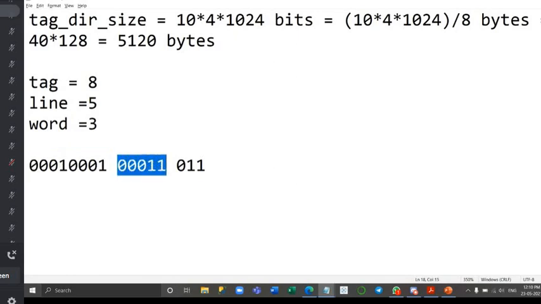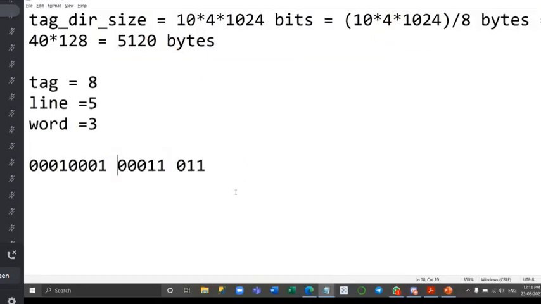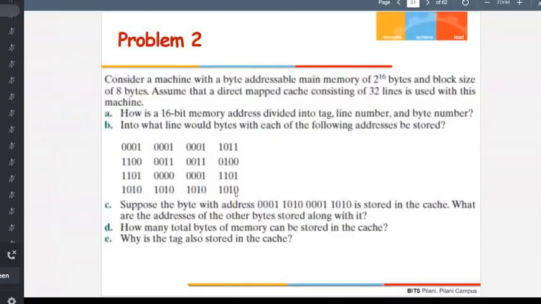Now the line field tells us which line of the cache the address goes into. They have asked in which line of the cache the following bytes would go. So if I check this particular 5-bit binary value, the least significant bit starts with 2 to the power 0, then 2 to the power 1, 2 to the power 2, 2 to the power 3, 2 to the power 4. So this is 2 to the power 0 into 1 plus 2 to the power 1 into 1, that is 3. So our first address would go into line number 3.